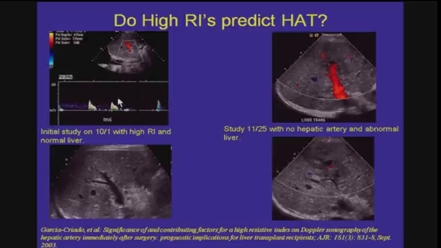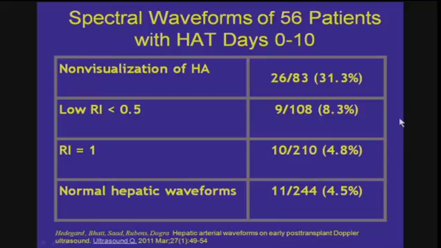This patient actually did have a high RI, and on follow-up, about 6 weeks later, there was no hepatic artery and an abnormal liver. However, most of the time, when we looked at that waveform pattern, the predictive value of that for patients developing hepatic artery thrombosis was really the same as if the patients have normal waveforms. So since then, we don't rush our patients to angio if they have a resistive index of 1.